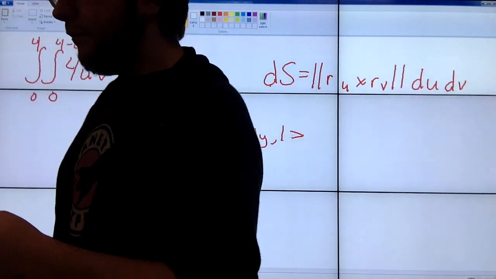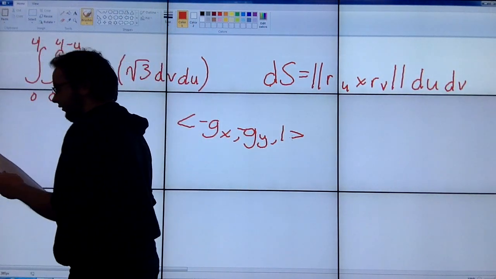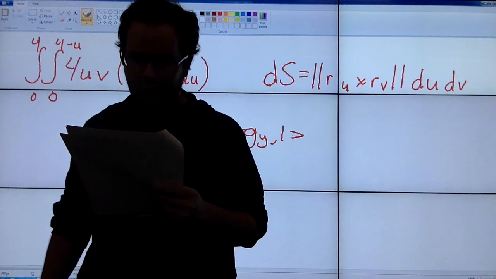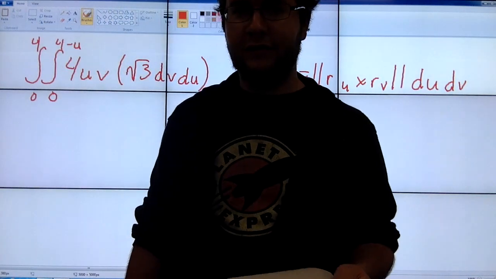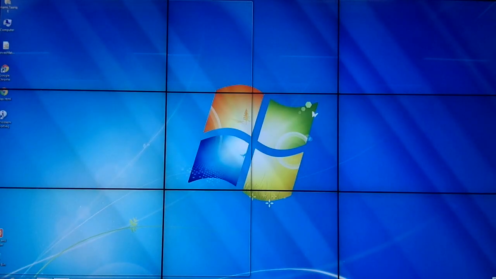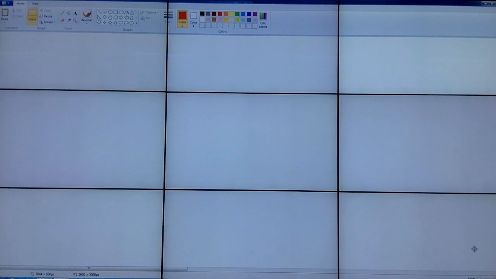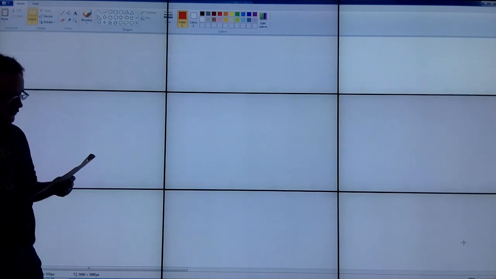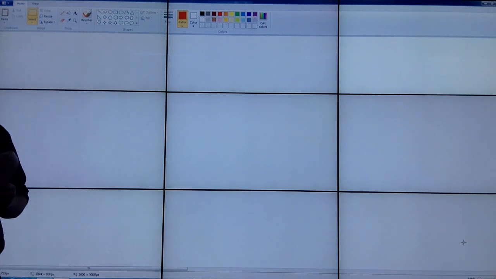Problem 9. Compute the integral of x plus z ds, where S is the surface whose side is the cylinder y squared plus z squared between the planes x equals 5 and x equals 10.